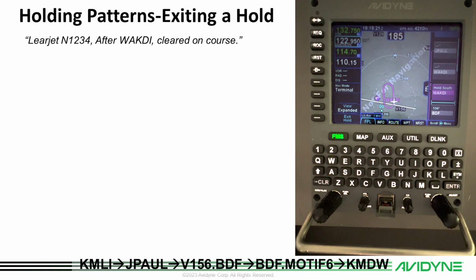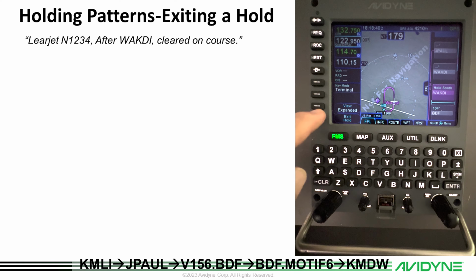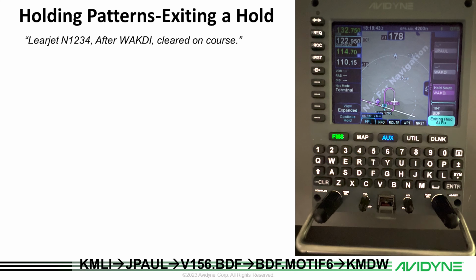While in the hold, we get a call from ATC. Learjet November 1234, after Wakti cleared on course. We select LSK1, which prompts you to exit hold at the waypoint. The Atlas FMS will alert you that you are exiting the hold at the fix. And you will notice the next leg change to a magenta and white barber pole, making it easy to see where you are heading next.